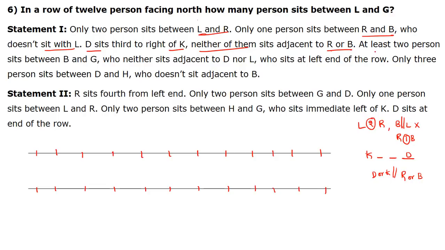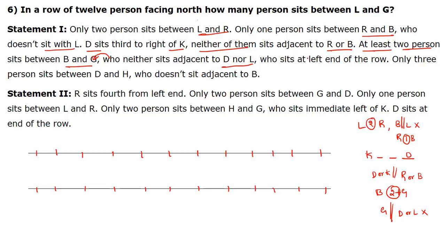Okay. The next one is at least two persons sit between B and G. So between B and G, there is a gap of at least two persons. So it means a minimum of two persons should be there between B and G. It can be more than that as well. Okay, the next one is G, who neither sits adjacent to D or L. So who means G here. G cannot be an immediate neighbor to D or L.